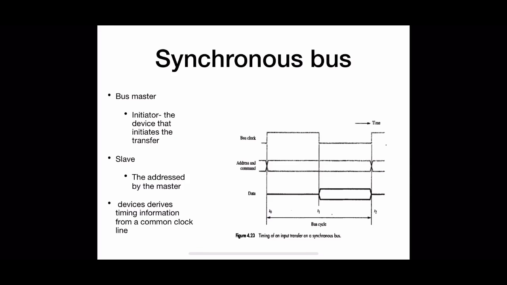Hence at T1, the slave places the requested data on the data bus. Now at T2, that is after finishing the first clock cycle, the bus master strobes the data on the data lines into its input buffer.